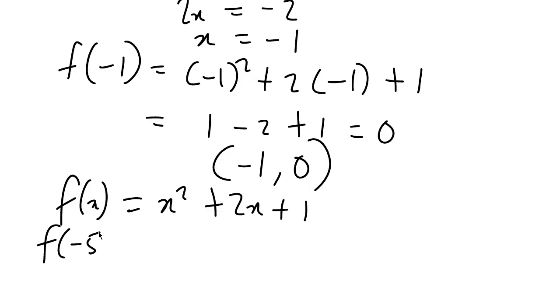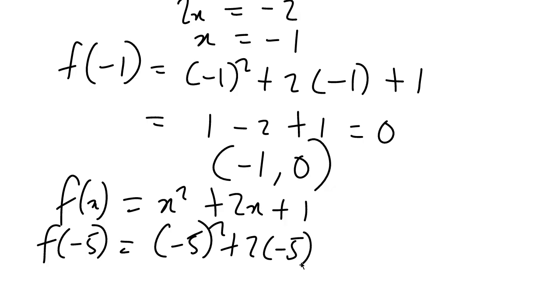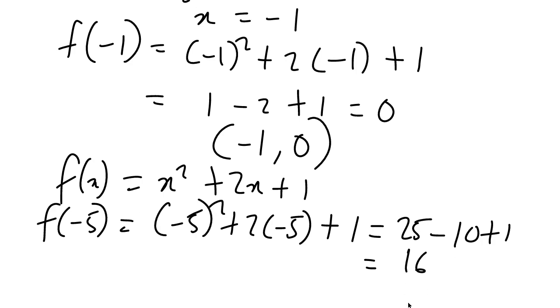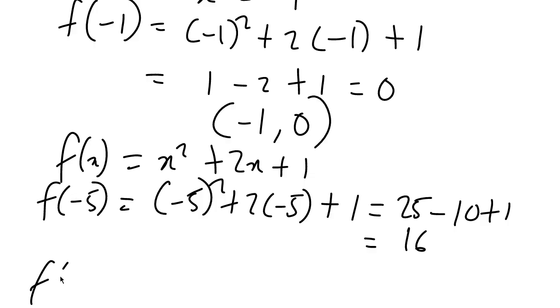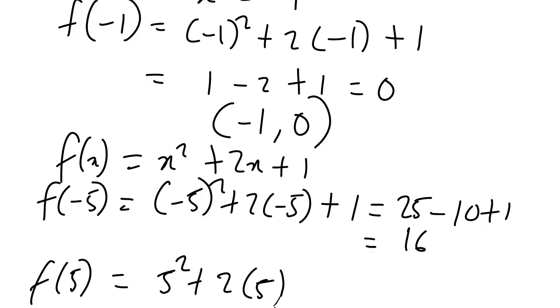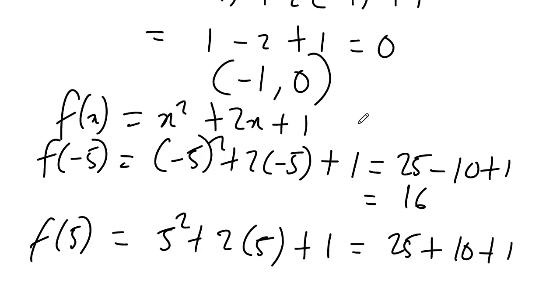If you substitute minus 5, what will be the output? It will be minus 5 squared plus 2 into minus 5 plus 1, which is 25 minus 10 plus 1. 25 minus 10 is 15, and 15 plus 1 is 16. At x equals 5, it is going to be 5 squared plus 2 into 5 plus 1, which is 25 plus 10 plus 1, which is 36.